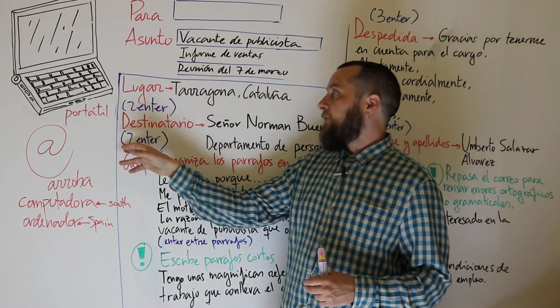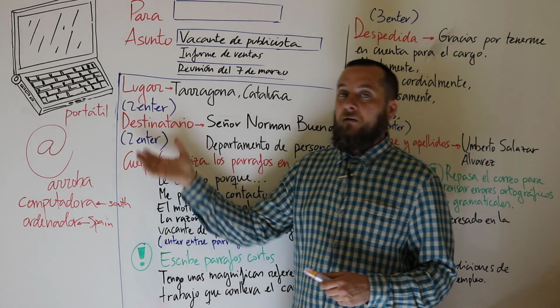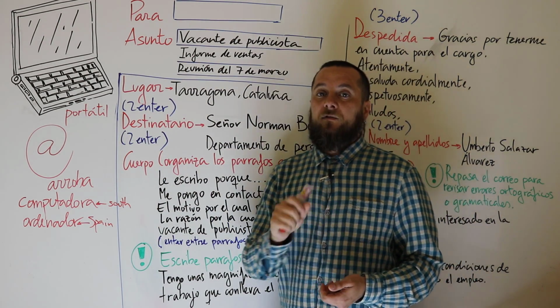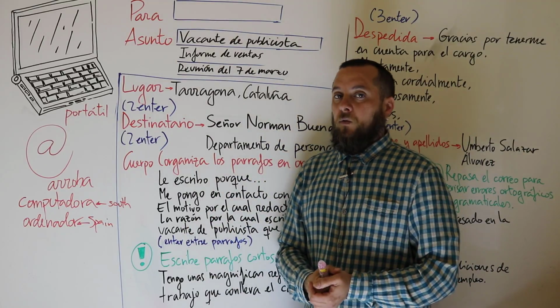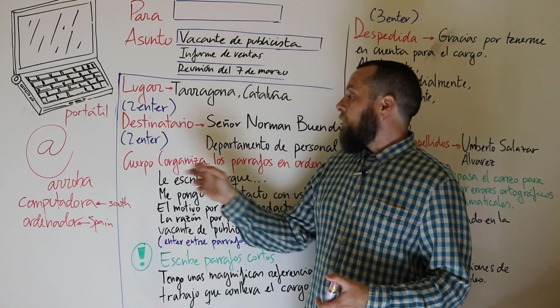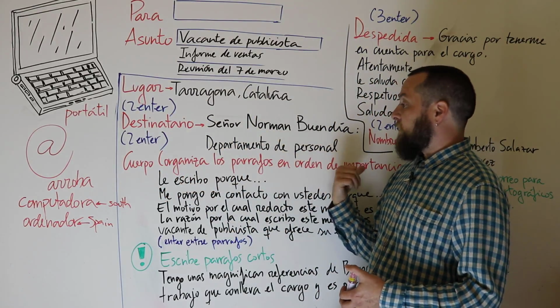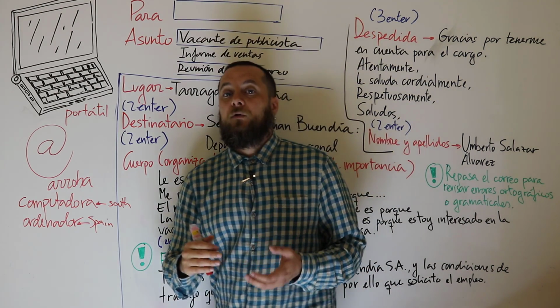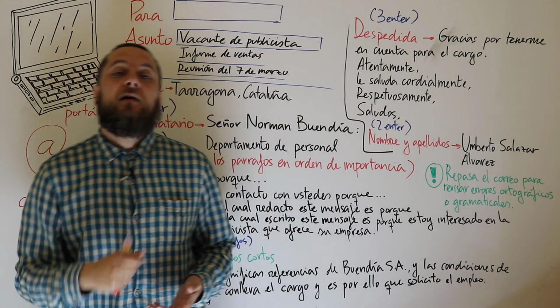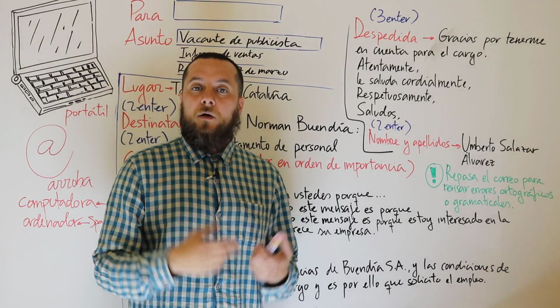Again, otra vez, 2 enters, 2 veces al enter, and then we have the body, the text where we are going to explain what is going on with this email, okay? So, cuerpo, body, organiza los párrafos en orden de importancia. You have to write the most important idea. It has to be in the first paragraph. Is where you're going to explain what you want.